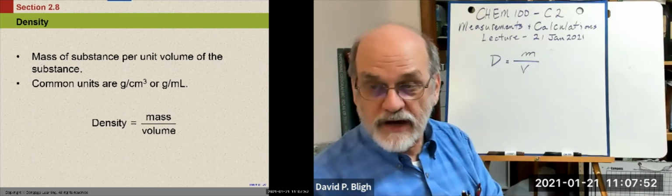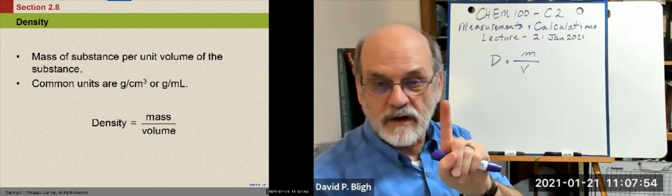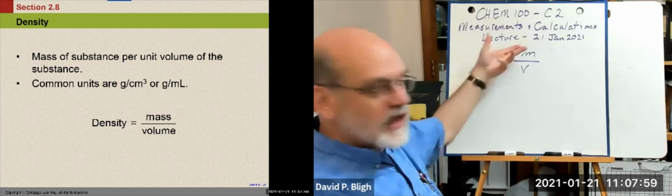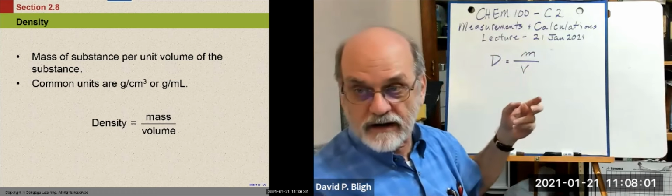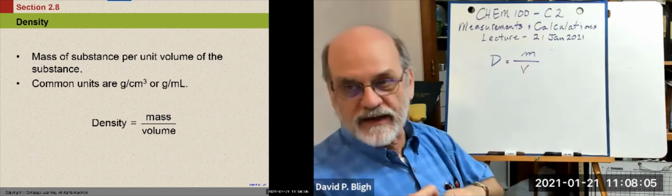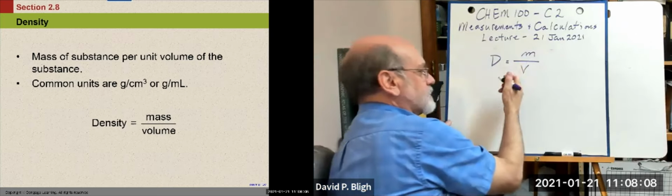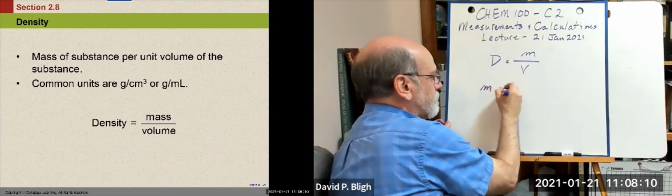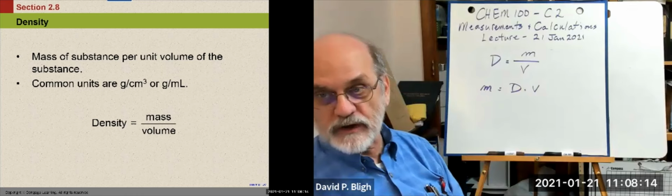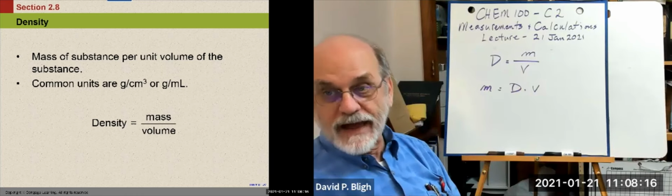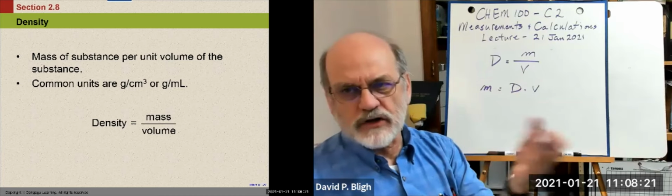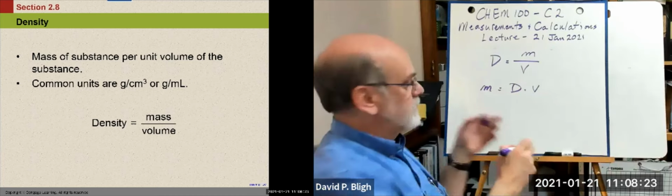If you have all the information you need except for one unknown, you can solve for it. And you can just plug in the numbers and then follow the algebraic rules and solve. Or you can solve first and then plug in the numbers. Say I want to know the mass. Density times volume will give me the mass. Now, check yourself. Use just the units. You don't have to use the numbers. Just use the units, right?